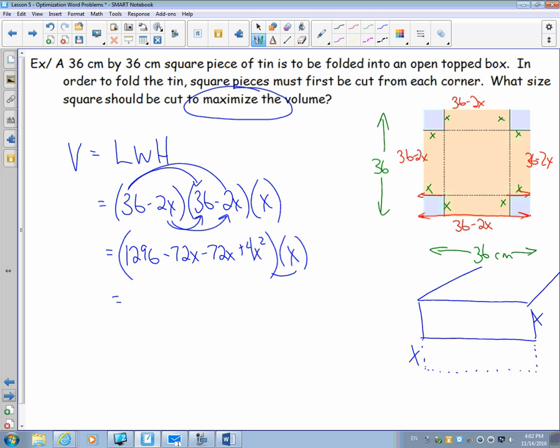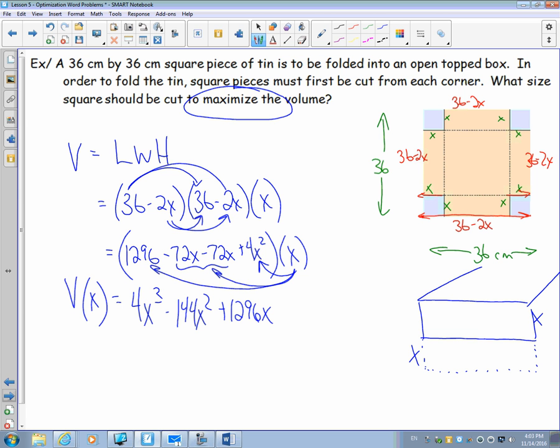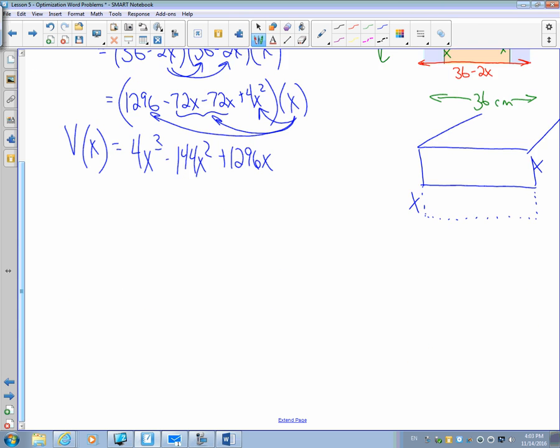So I'm going to do this first. It'll give me 4x cubed. Together it makes 144x. Times it by the other x, I'll get, sorry, it's a minus sign, minus 144x squared. And I can do this one too, and I get 1296x. There is an expression for volume in terms of x. I want to maximize this, which means I want to optimize this. So in other words, I want to take my derivative and set it equal to 0.